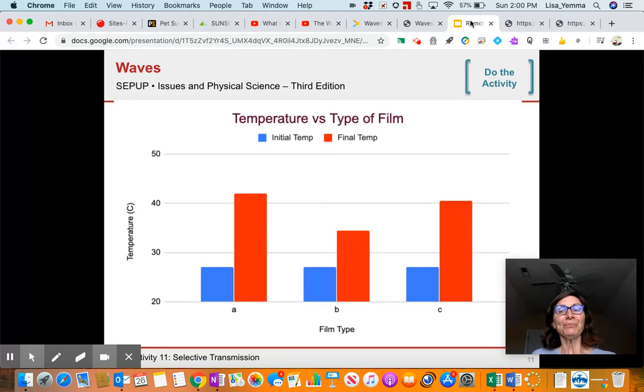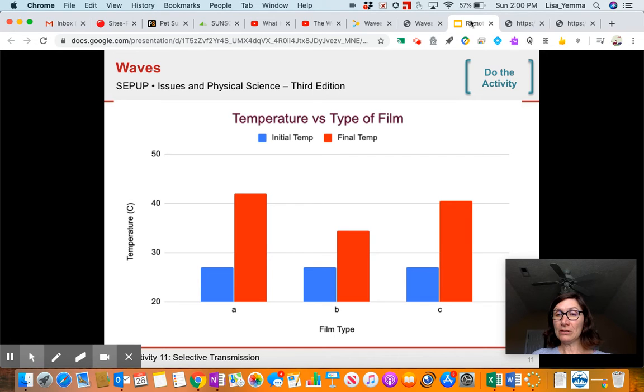Notice what I did to make the data look more significant. Can you tell? The data wasn't that far apart, especially between 15 and 13.5, but I actually manipulated the y-axis so that it looks like a greater difference. Film A started at 27, blue bar, and the final temperature, 42. Film B, film C.